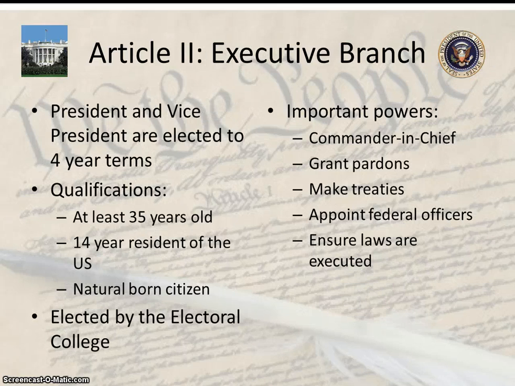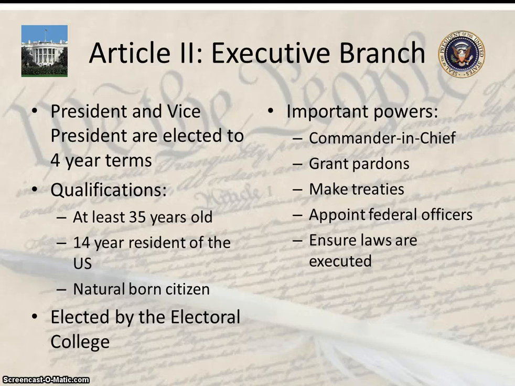The second article of the Constitution deals with the executive branch. The executive branch has the president and vice president, and they're elected for 4-year terms. Qualifications to be the president: you have to be at least 35 years of age, a 14-year resident of the United States, and a natural-born citizen.